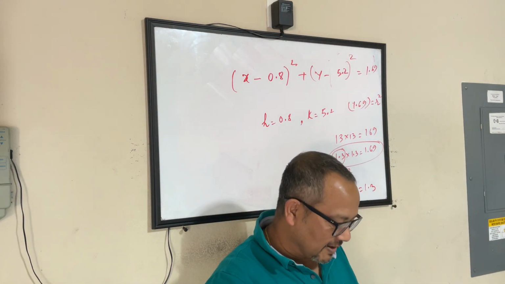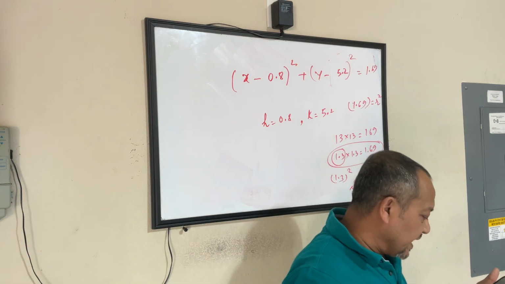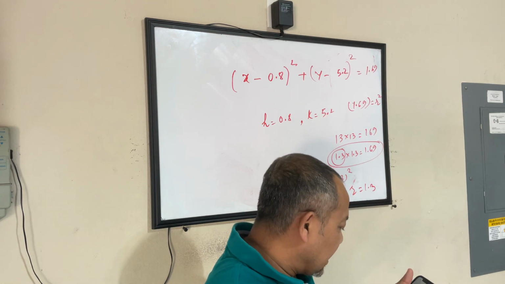Okay, let's go to the next problem. The next problem is a circle with its center at C passes through point P and is graphed in the xy plane.